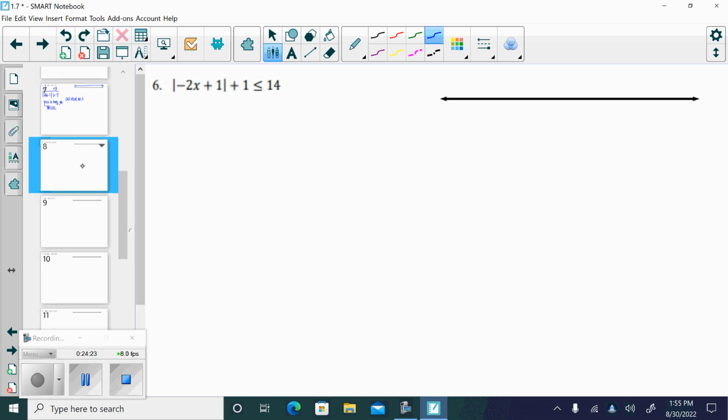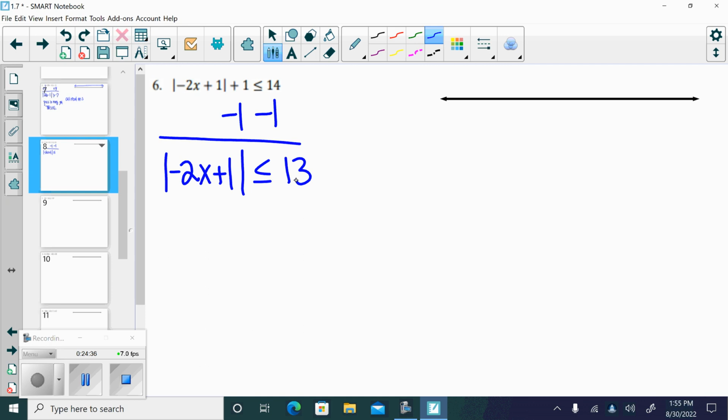Okay? So absolute value needs to be alone first. So what do I need to do? Subtract 1. So I get -2x plus 1 is less than or equal to what? 13. So because it's less than or equal to, is that or, and? And. Less than. Okay? Let me give you your answer.